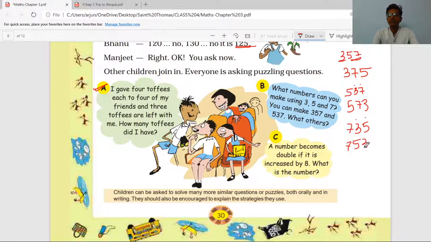So in total, 6 numbers, 1, 2, 3, 4, 5 and 6, are formed using 3 digits. Similarly, you can do it for 4 digits also. You have to fix one number's position and interchange the others.